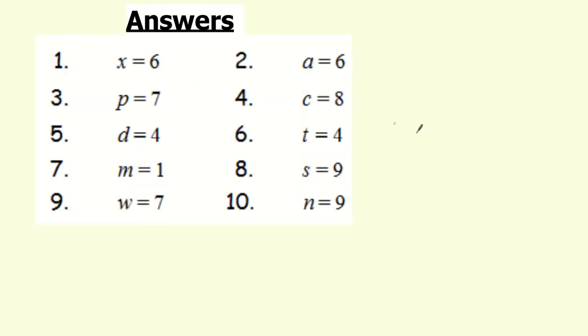and here are your answers. So you can double check your work. So once you've completed everything, can you please correct your work and upload a photo of it?